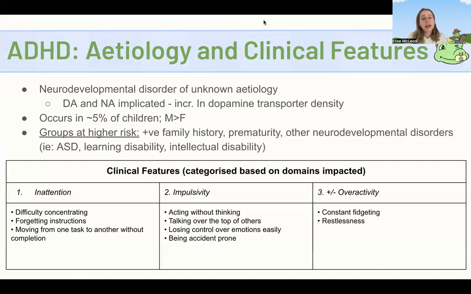They might talk over the top of others without intending to do so. They might lose control over their emotions easily and be quite accident prone. So in the classroom, these children, if their classmates and teacher don't understand, they may end up getting in quite a bit of trouble at school, which can also cause further problems for these kids. They may have overactivity involved, but this is usually seen more so in boys and girls, where they have that constant fidgeting and restlessness, but it's not a key feature.